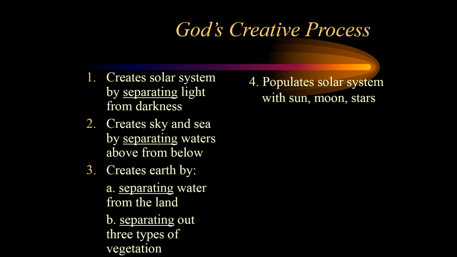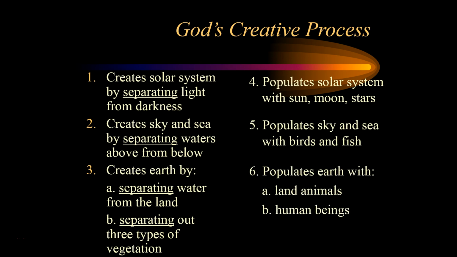Then on the fourth through the sixth day, he starts populating that space that he has created. So on the fourth day, still employing this repetitive fourfold pattern for each day, God populates the firmament with the sun and the moon and the planets and the stars. On the fifth day, he fills the waters with the fish and the sky from above with the birds. And finally, on the sixth day, he populates the land with animals and human beings.